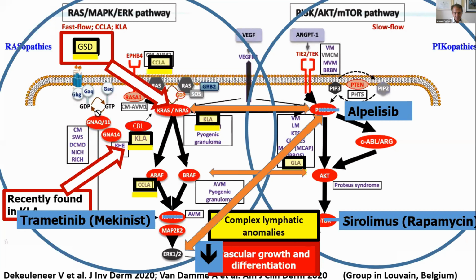We need more drugs. The other thing that complicates this is that I'm showing you 2 pathways, but actually there are a lot of interactions between these pathways. That means that sometimes patients may have to be on sirolimus and trametinib in order to have a therapeutic benefit. Because if you only block one pathway, perhaps this abnormal signal for vascular growth and differentiation goes through the other pathway. So I have several patients who are now on both sirolimus and trametinib, but I try to keep them at a low dose of each.